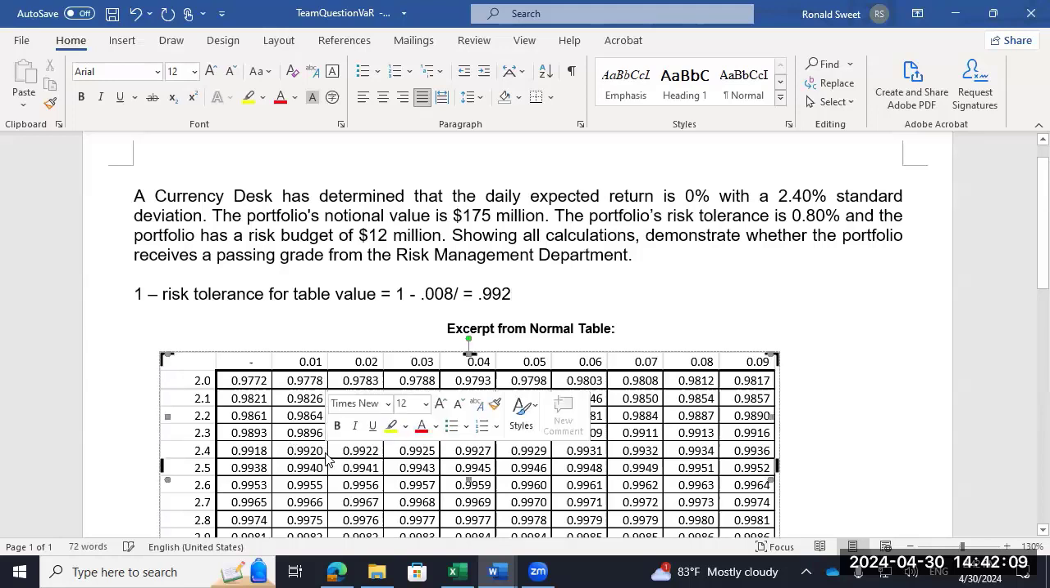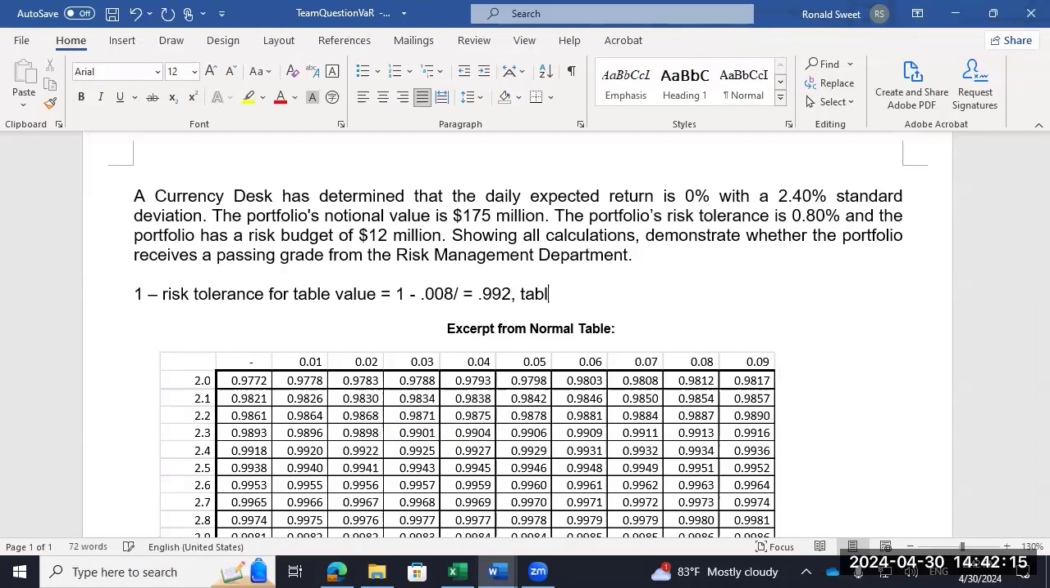0.992 is right there. So what's the table value? 2.41. And that's the number of standard deviations. So remember your stats class, the mean's right in the middle. The standard deviation is 2.4%. So if you move 2.41 times 2.4%, that should happen 0.8% of the time. You should get a number worse than that 0.8% of the time. You should get a number better than that 99.2% of the time.